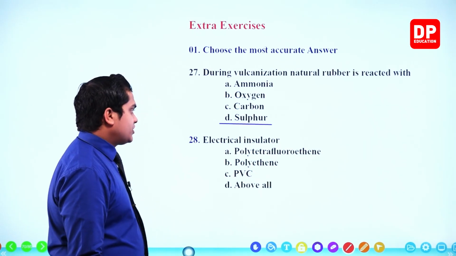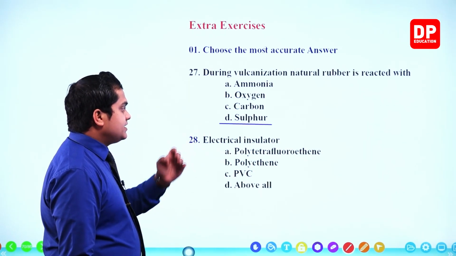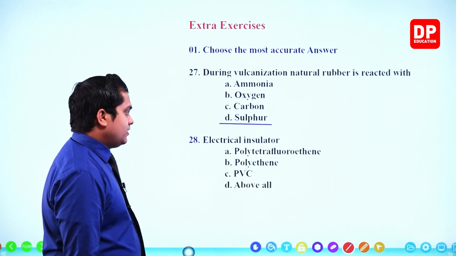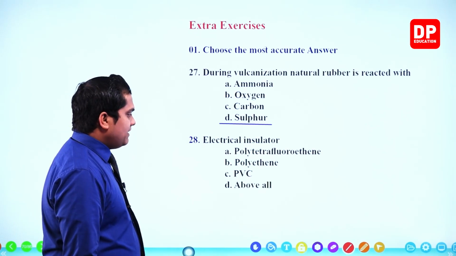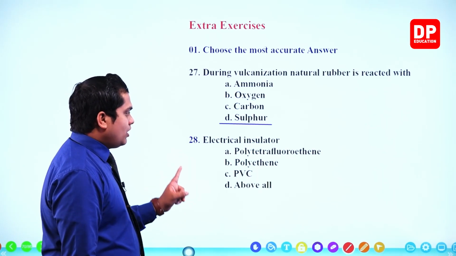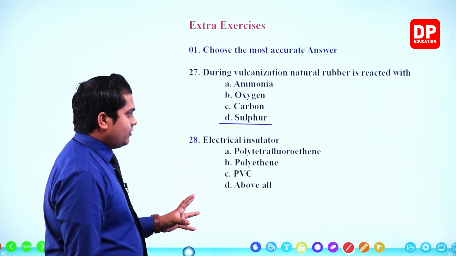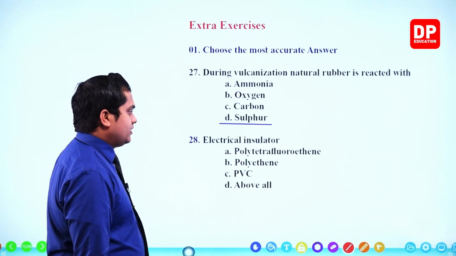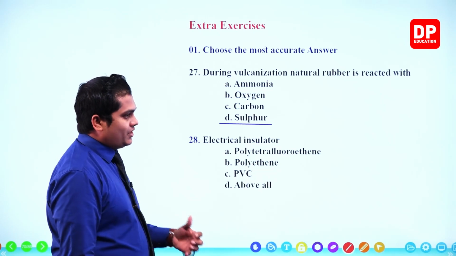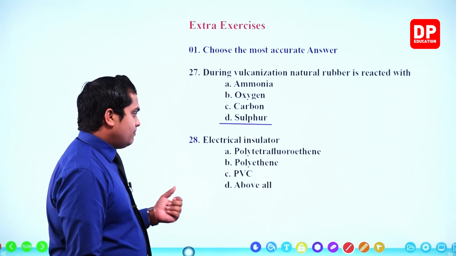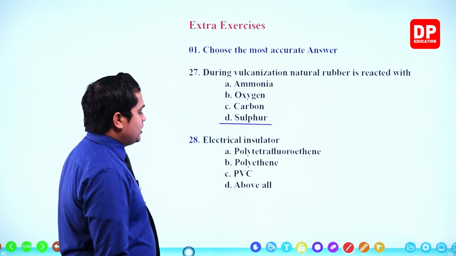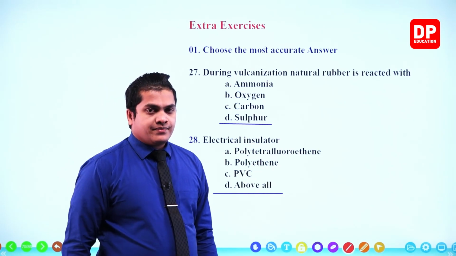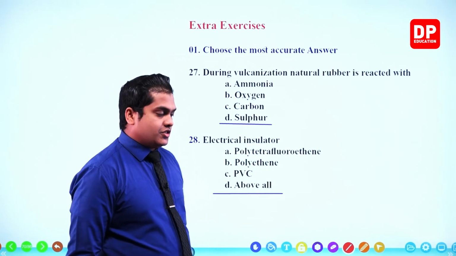Then the next one, question number 28. Electrical insulator: polytetrafluoroethene, polythene, PVC, and above all, polytetrafluoroethene or else Teflon. Yes, it is an electrical insulator, polytetrafluoroethene. Next one, polyethylene or else polythene. Once again, yes. PVC, once again, yes. So all of these are considered electrical insulators, my dear children.